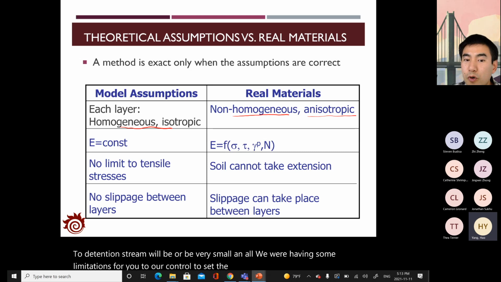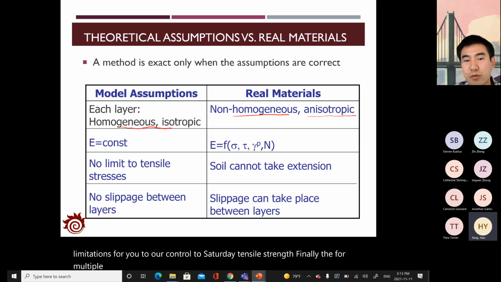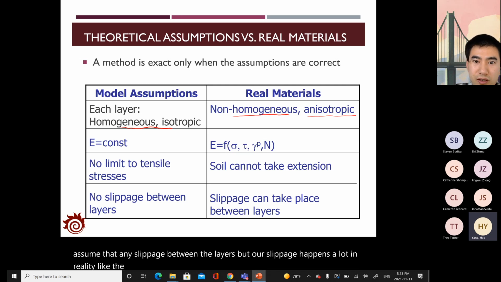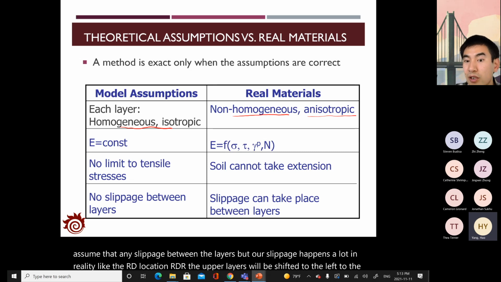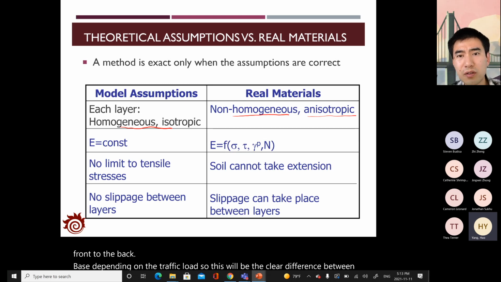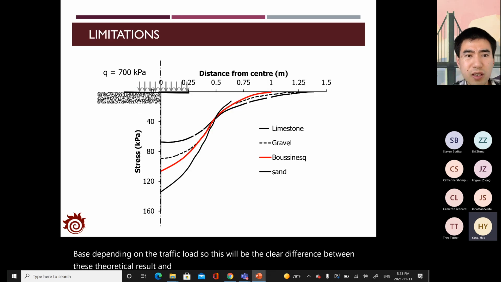Finally, for the pavement with multiple layers, in the model we don't assume there's any slippage between the layers, but slippage happens a lot in reality. Like the location, the upper layers will be shifted to the left, to the front, or to the back, depending on the traffic load. So this will be a clear difference between the theoretical result and the real materials.